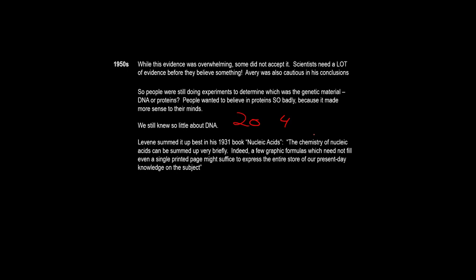Now, Levene had a really good excerpt in his book that he published in 1931 on nucleic acid. Remember, this is the guy that discovered nucleotides and postulated the tetranucleotide model. He said, "The chemistry of nucleic acids can be summed up very briefly. Indeed, a few graphic formulas, which need not fill even a single printed page, might suffice to express the entire store of our present-day knowledge on the subject."